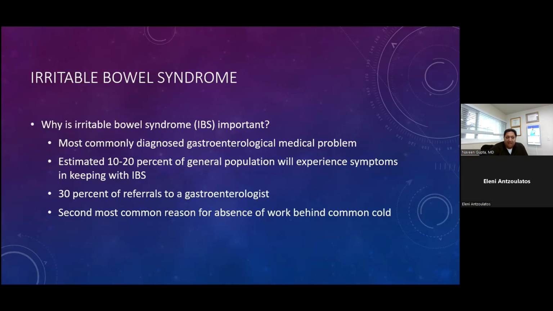So to begin, why is it important to even talk about irritable bowel syndrome? I'm sure most of us have some experience with it or have been exposed to it. It is the most common problem any GI doctor will deal with. An estimate is about 10 to 20% of the general population experience symptoms in keeping with it. And I think what's important is actually the last line there.